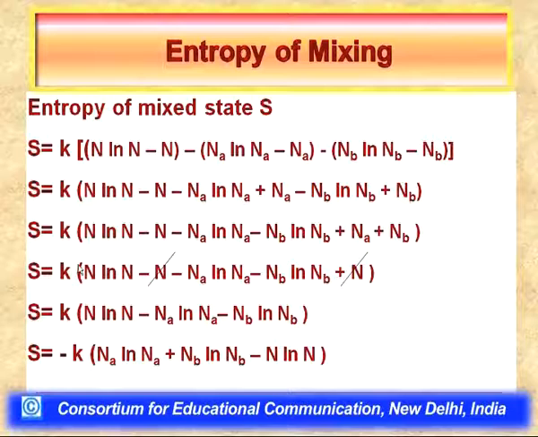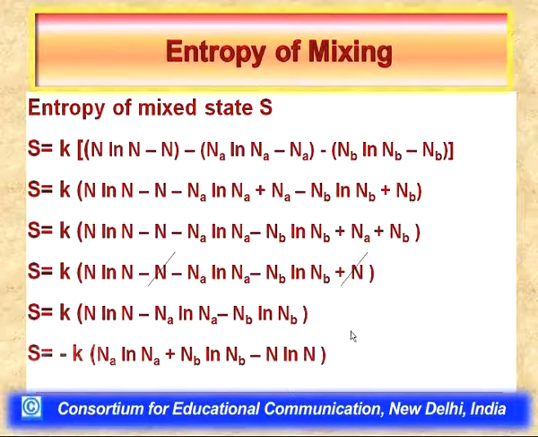So, in the next step, S equal to k n ln n minus n a ln n a minus n b ln n b. Up to this point this equation and this equation are the same, plus instead of n a plus n b we can write N, capital N, the total number of atoms. Now, you can see the total number of atoms N figures here also and here also, but both times it figures with different signs, one is minus sign, one is plus sign. So, this cancels. Then we carry forward to the next equation, that is S equal to k n ln n minus n a ln n a minus n b ln n b.